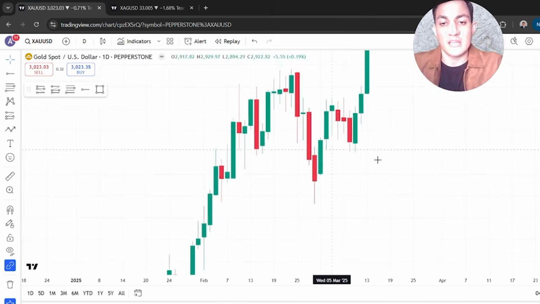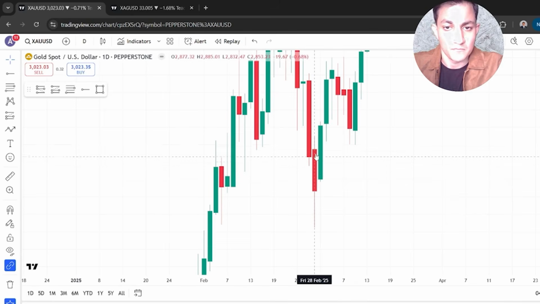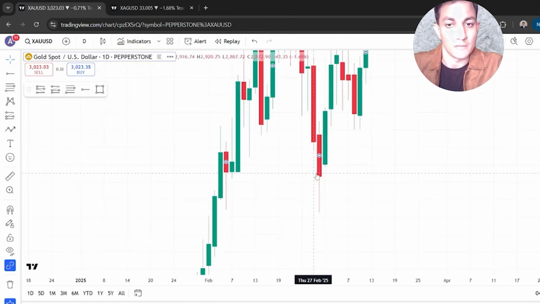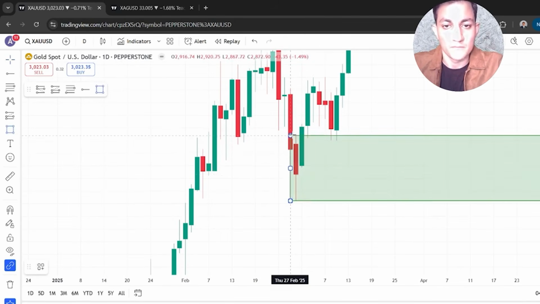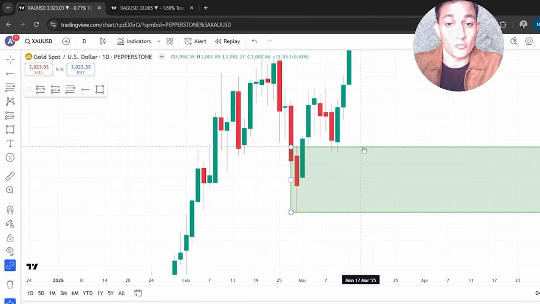Now, the second thing I'm looking for: there's no fair value gap here, which is pretty interesting. This right here is your order block, and if you remember, it was also a liquidity sweep of this low. For those who don't know, an order block is just the last down close candle before the up move. That's what a bullish order block is. So realistically, this whole thing is an order block, but this is something really important.